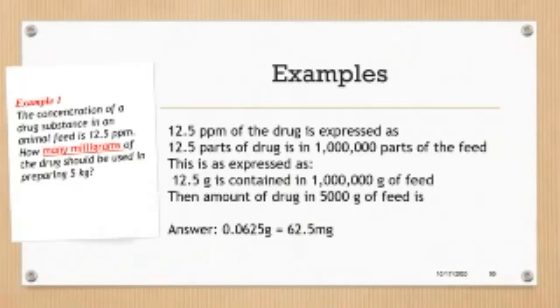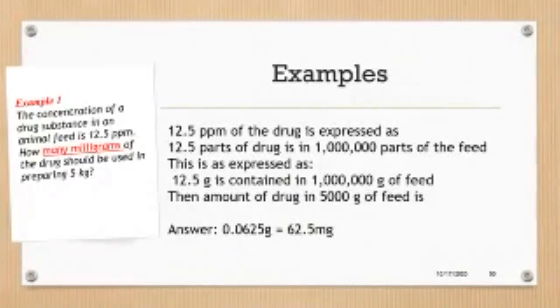Okay, so let's look at an example. The concentration of a drug substance in an animal feed is 12.5 parts per million. How many milligrams of the drug should be used in preparing 5 kg? First thing we write is 12.5 parts per million of the drug is expressed as 12.5 parts in every 1 million parts of the feed. In this case, it's going to be 12.5 grams contained in 1 million grams of feed.